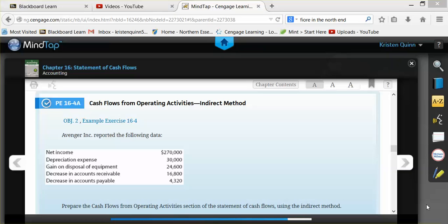They had a net income of $270,000, depreciation expense of $30,000, a gain on the disposal of their equipment of $24,600. They had a decrease in accounts receivable of $16,800 and a decrease in accounts payable of $4,320.